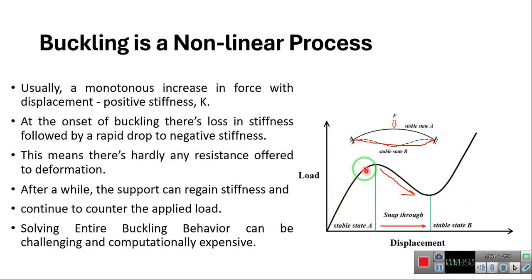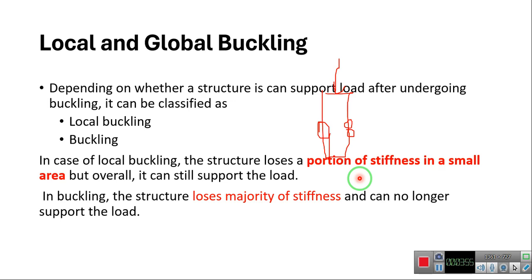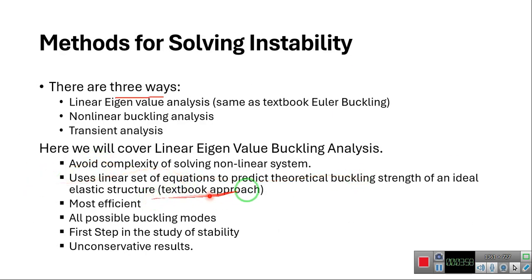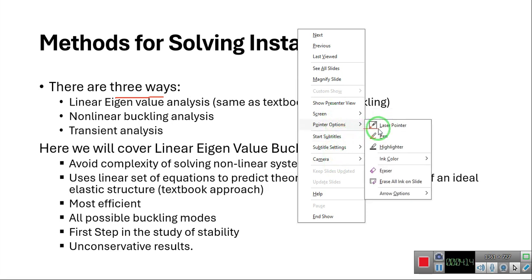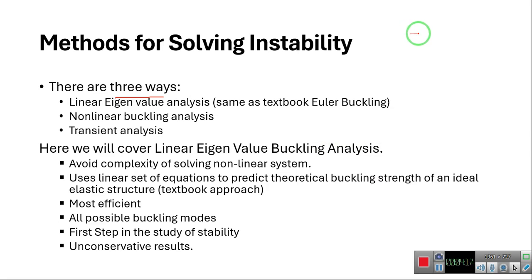It stays within the linear region, and it uses a linear set of equations to predict the theoretical buckling strength of an ideal elastic structure, which is basically the critical load. It's the most efficient method, and in this method we also determine the different modes of buckling. The modes mean the different shapes the body can obtain during buckling. For example, you have a fixed support and a pin support. This can be one mode.